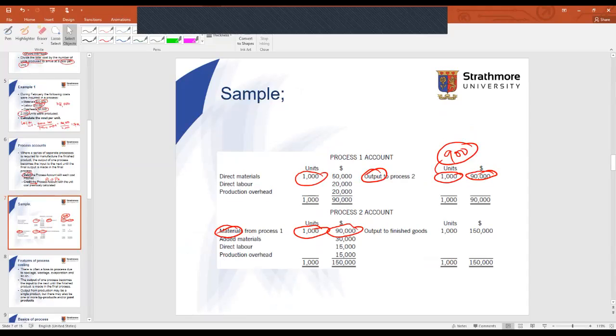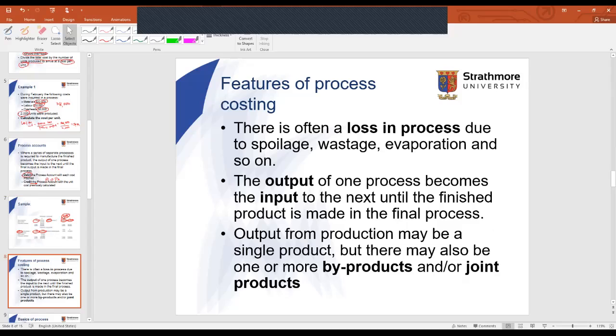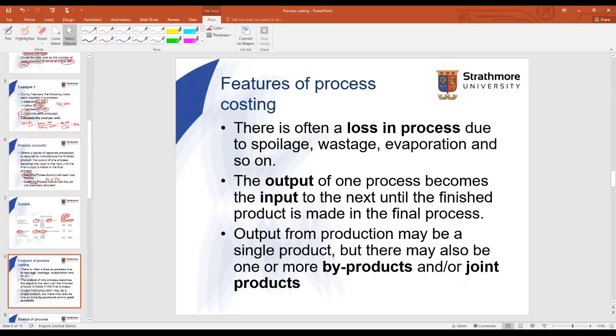Okay, so that's on process accounting. As I mentioned, it's not always that there'll be a process that is 100% efficient. Very unlikely that will happen, like in that account we have gone through together. It is not always going to be the case that the input is 1,000 and we get 1,000 in output.